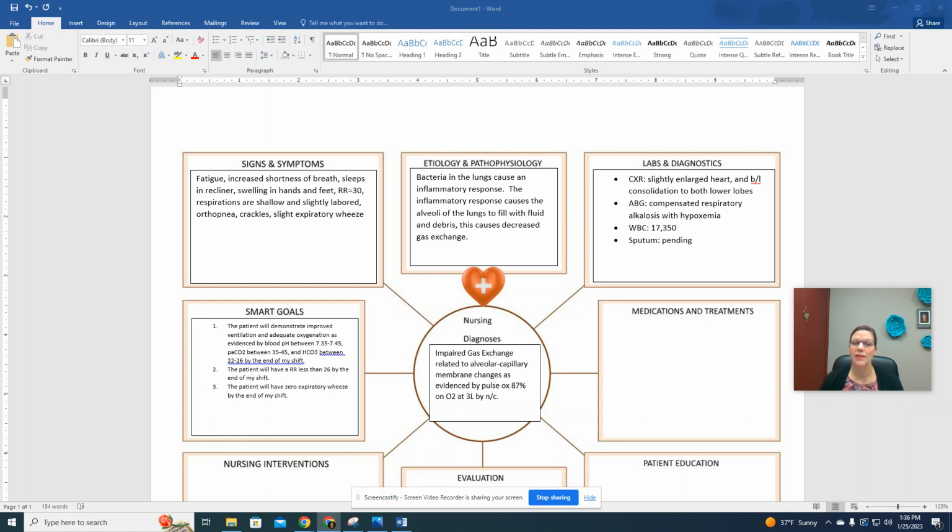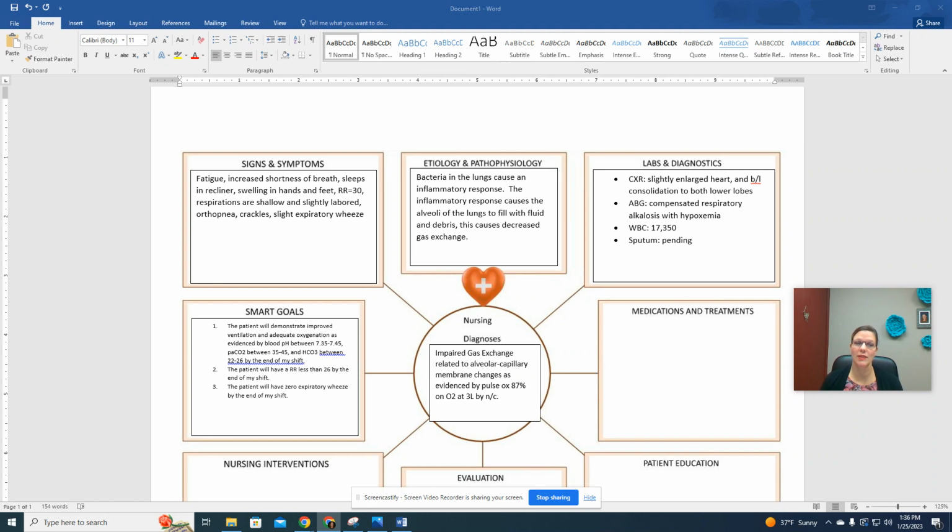Number 2, the patient will have a respiratory rate less than 26 by the end of my shift. Is that my end goal? Do I just hope that the patient only ever gets to a respiratory rate less than 26? No, I want them to have a quote unquote normal respiratory rate.